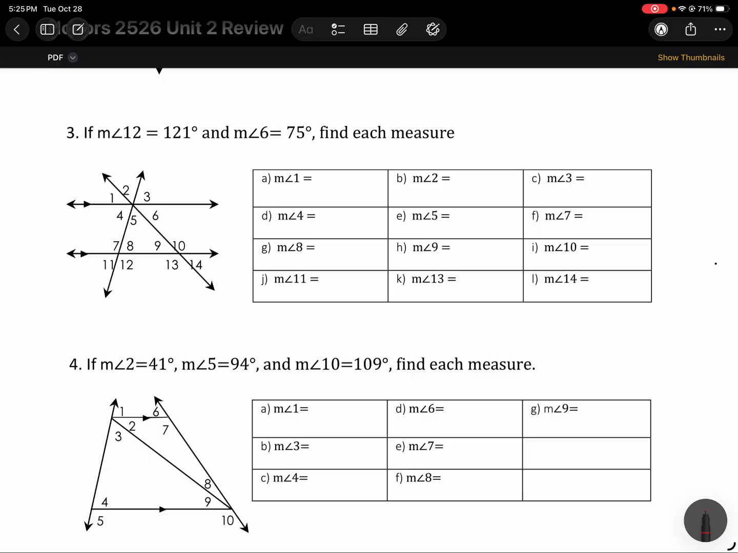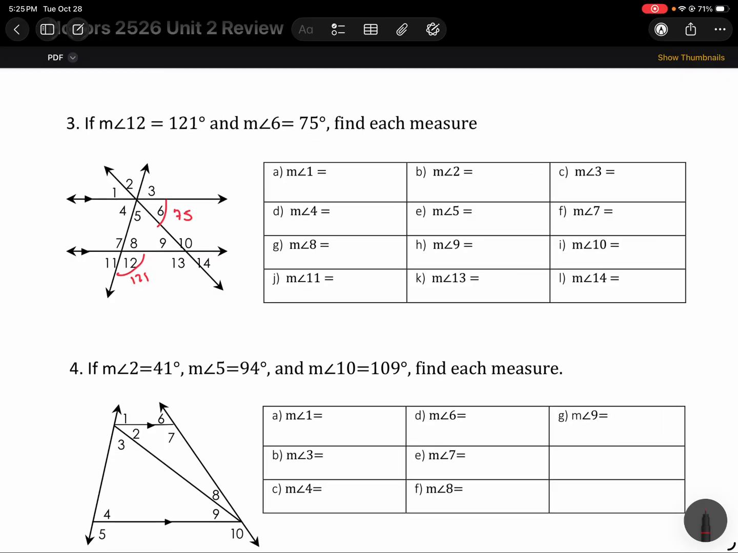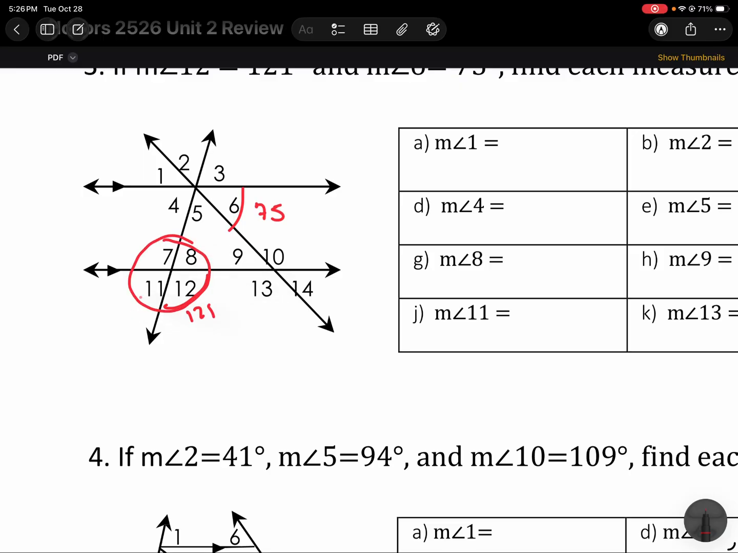All right, moving on. This time we have angle 12 at 121 degrees. Angle 6 is at 75 degrees. Find each measure. Okay, so starting off, we'll just finish off this circle. So these two are supplementary, meaning that this is going to be 59 degrees. These are vertical with 7 and 12, so this is 121, this is 59. And then from there, we have corresponding angles with angles 4 and 11. So these are both 59. And then it's vertical with 3, so this is 59 as well.